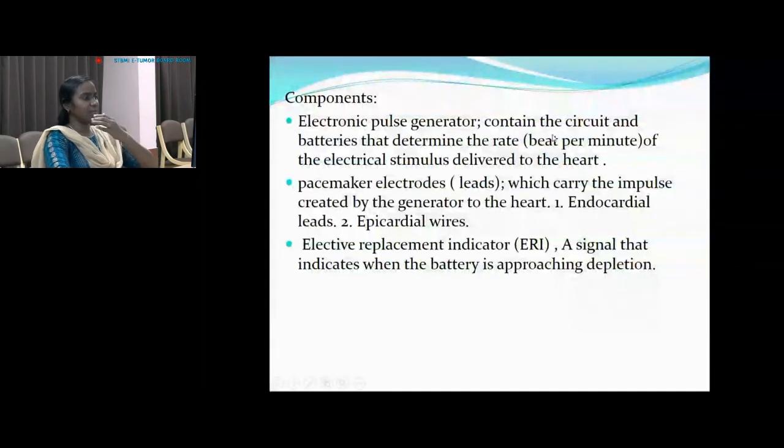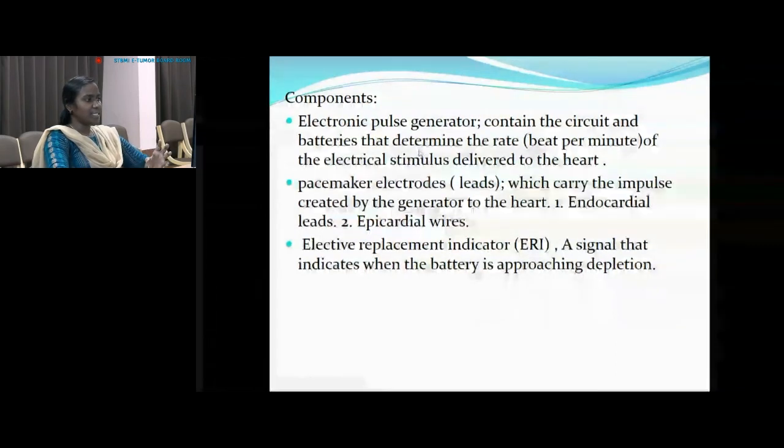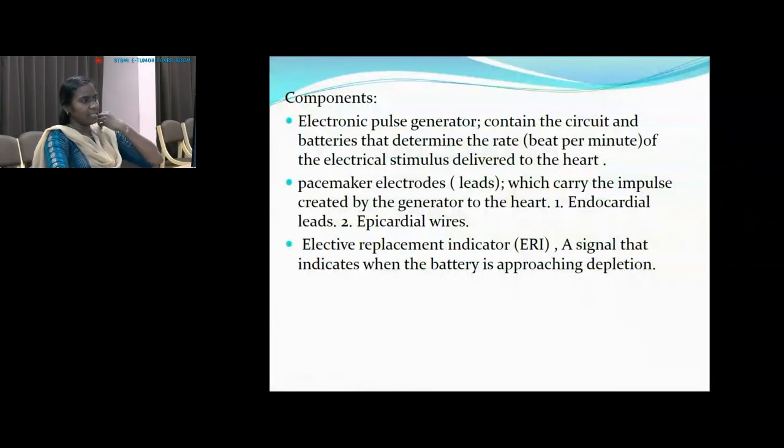And there are three main components present in a pacemaker. First one is the electronic pulse generator, second one is the pacemaker electrode, and third one is the elective replacement indicator. Electronic pulse generator, that is a pulse generating machine, will be kept under the skin in the subcutaneous pocket, and pacemaker electrodes carry the impulses created by the generator to the heart.